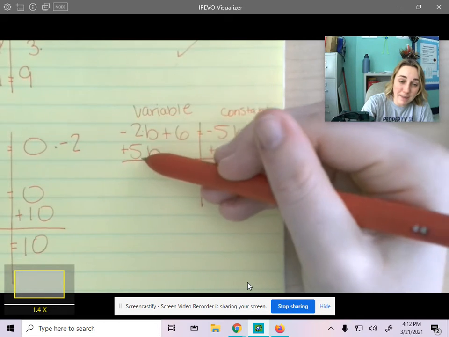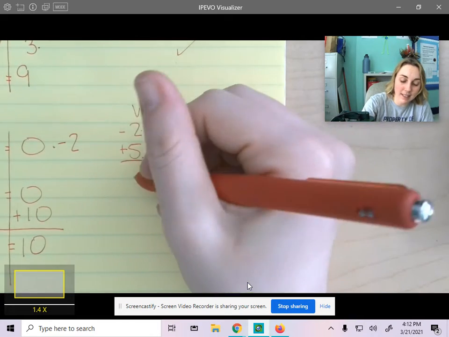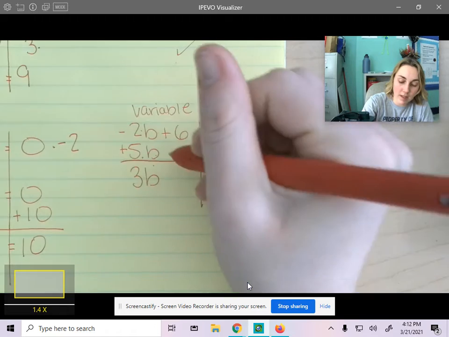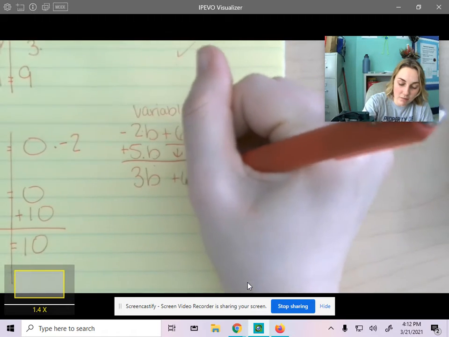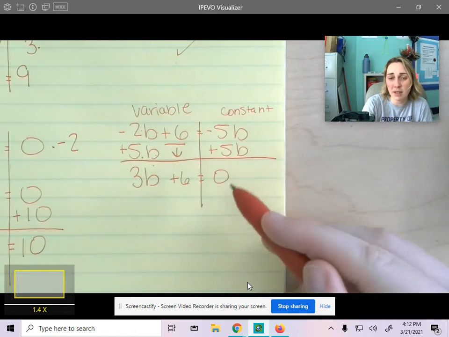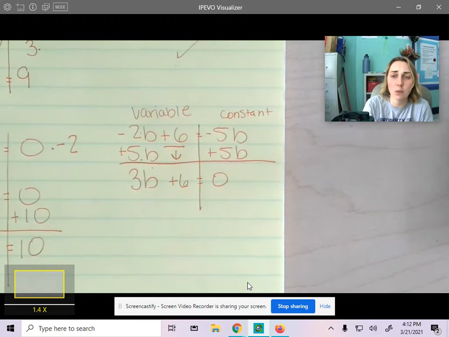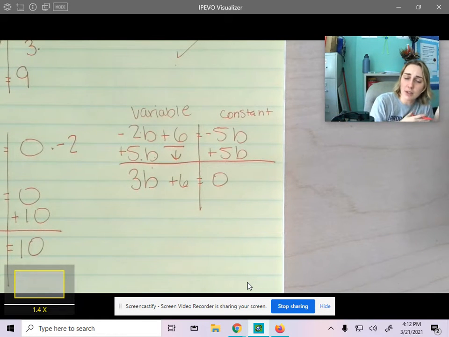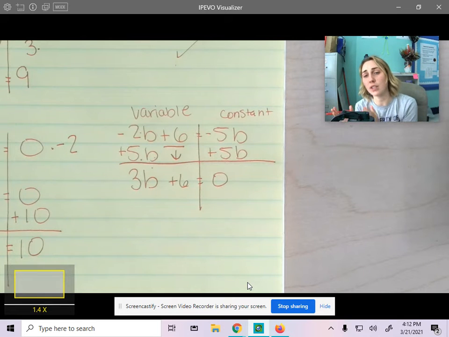Negative 2b plus 5b, well, that's going to leave me with 3b. I'll bring down this plus 6. And, well, now I don't have anything on this side, so I'm going to say that's equal to 0. Well, now that I've moved my variables over, I need to now move my constants over to the other side.